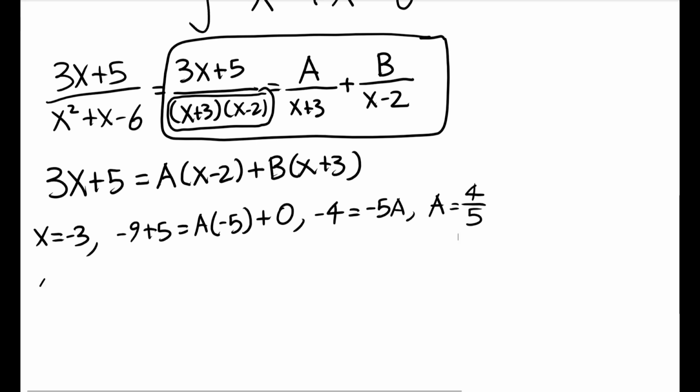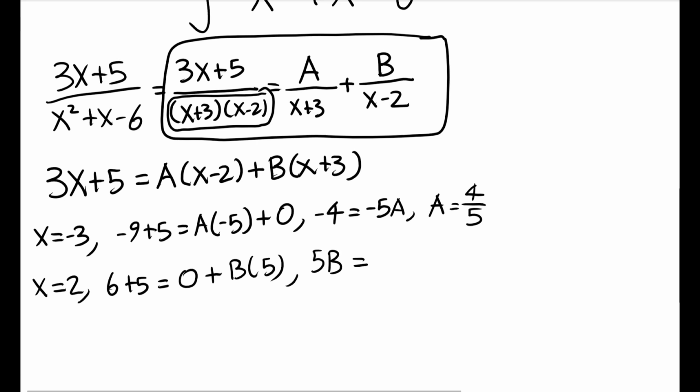Now we can do the same thing to solve for B. For what value of x can we cancel A out? It's going to be x equals 2. So let's do the same thing. 6 plus 5 is equal to 0 plus B times 5. And so 5B is equal to 11, or B is equal to 11 over 5.